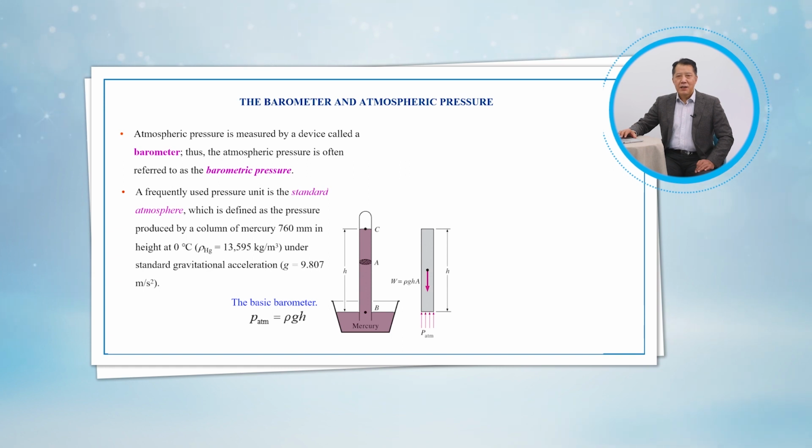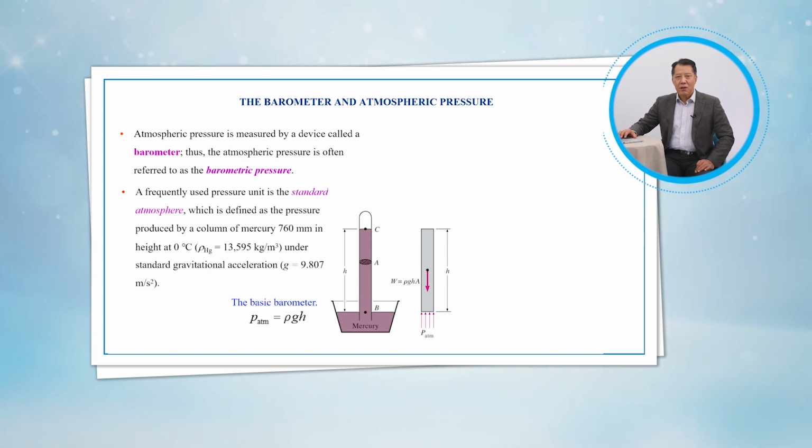The standard atmospheric pressure, for example, is 760 millimeter mercury at 0 degree centigrade. The unit mmHg is also called the torr in honor of Torricelli.